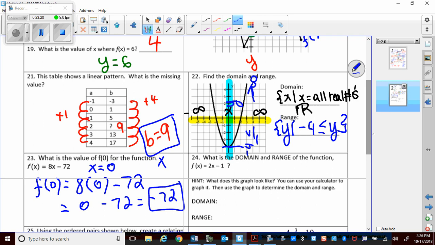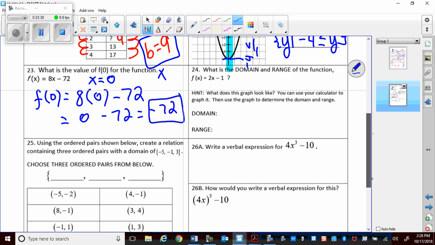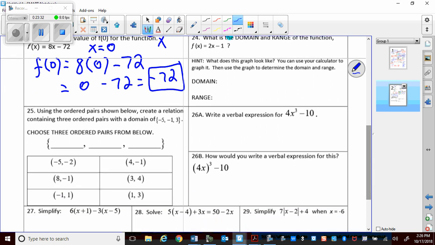Now, 24, we're going to come back to in a second. 25 says, using the ordered pairs shown below, create a relation containing 3 ordered pairs with the domain of negative 5, 1, and 3. Is the domain x values or y values? X values. Circle your answers.